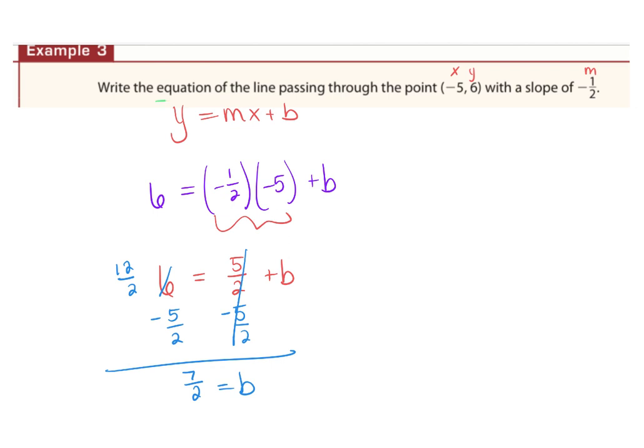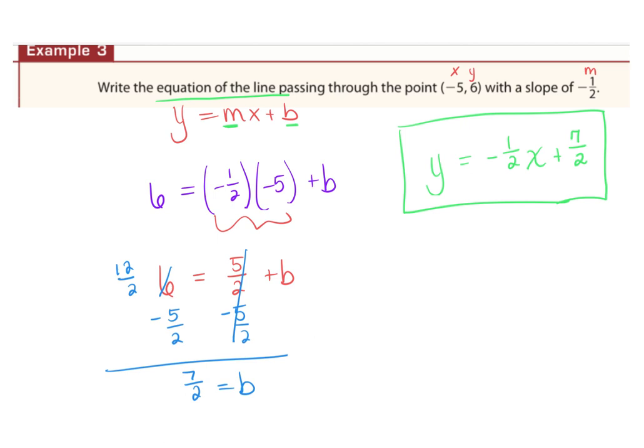They asked for the equation of the line, which means I need to rewrite this plugging in those two. I now have both of them. Y equals, they gave me the m, -1/2, x, and I solved for the b. That is the answer to the question they asked.